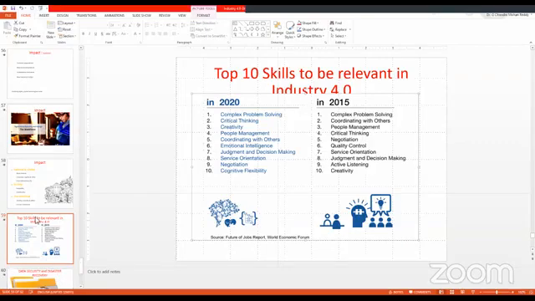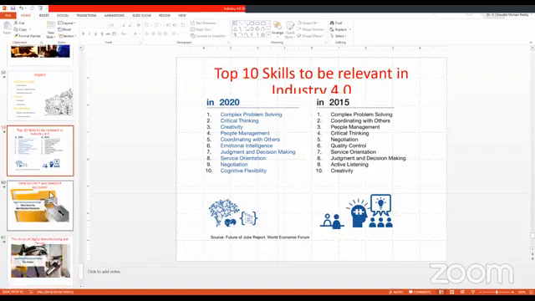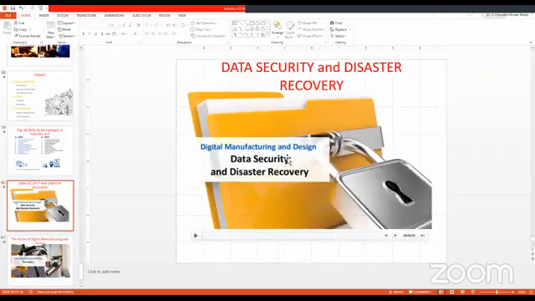So there is another kind of small video for data security and disaster recovery. This is another area which is also to be looked into for implementing.